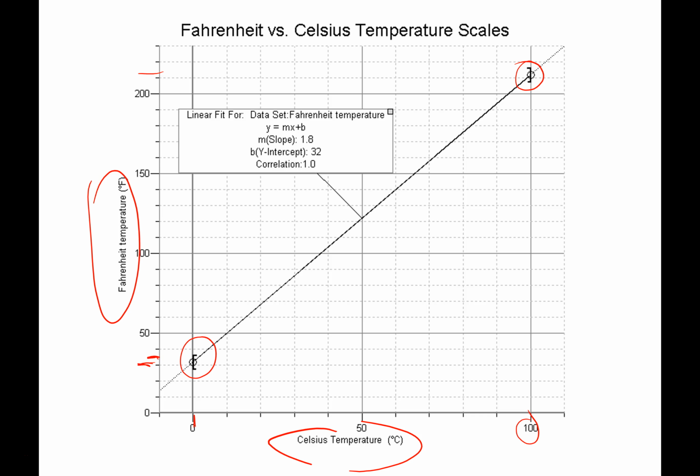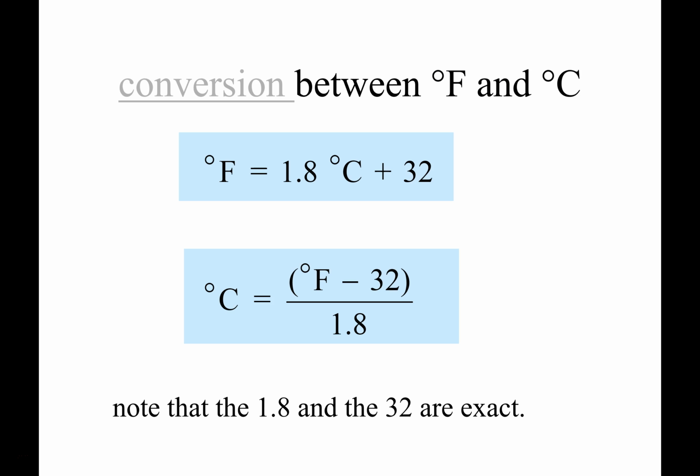If you know about that, we can take the information given with the slope of that line, and the y-intercept's 32, slope is 1.8, and we can use those in an equation to knock out going back and forth between Celsius and Fahrenheit. And this is what it looks like. So if you want this and you're given this, that's what you use. If you want Celsius and you're given Fahrenheit, that's what you use.